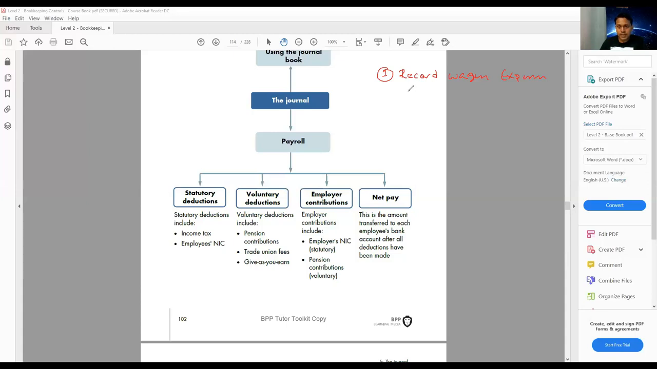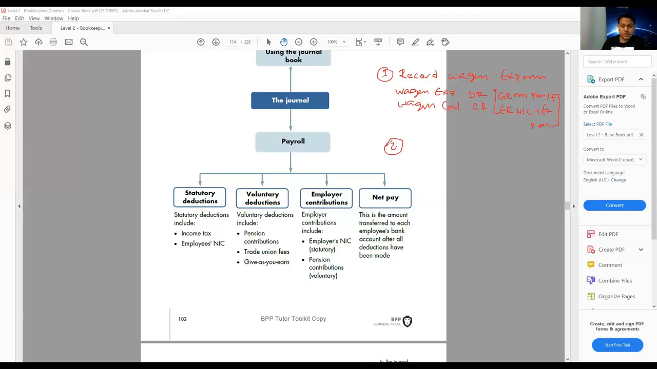That will be wages expense debit, wages control credit. Wages expense debit, wages control credit. And what will be the amount inside? It will be gross pay plus employer NIC plus employer pension. So this amount will come under the section of wages expense. The next journal we're going to see is from a very important chapter; we're expecting at least 20 marks from this chapter. Easy 20 marks if you know it.